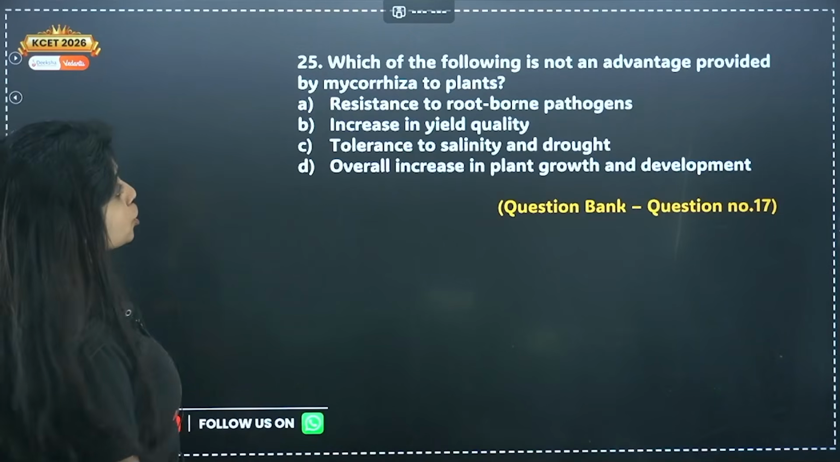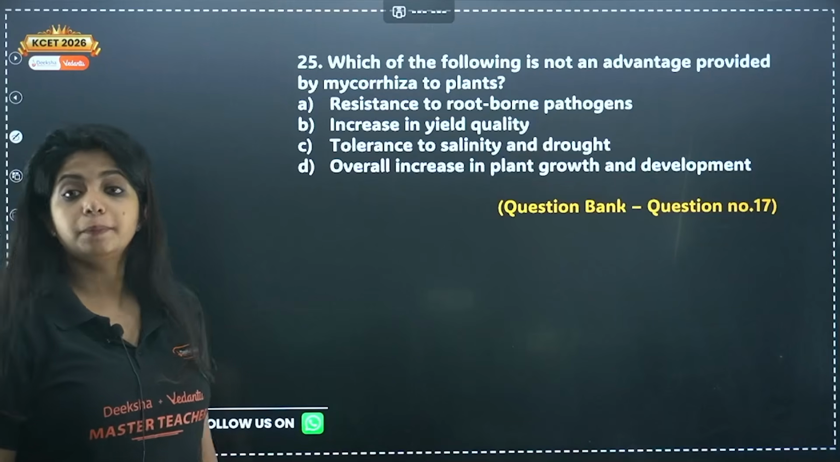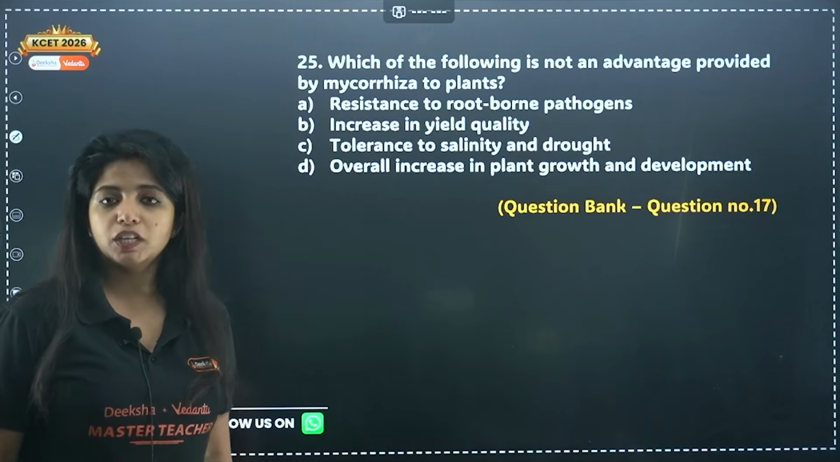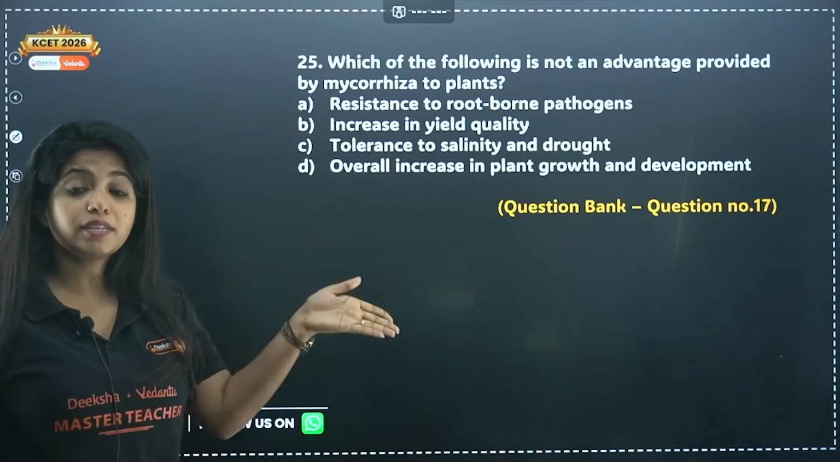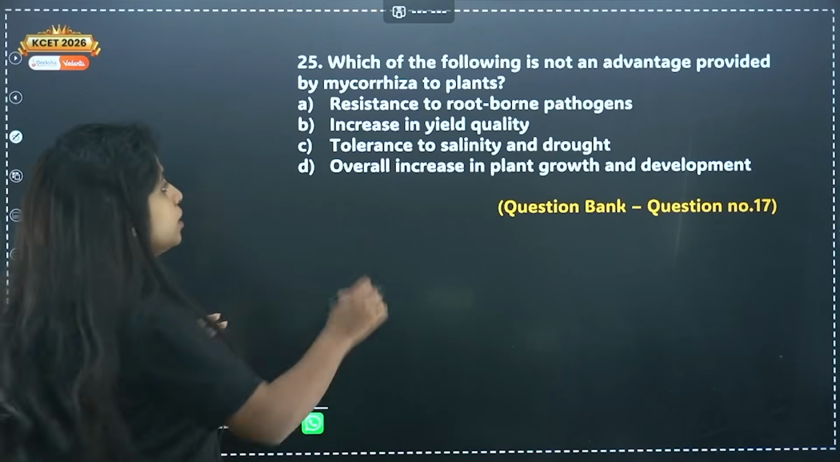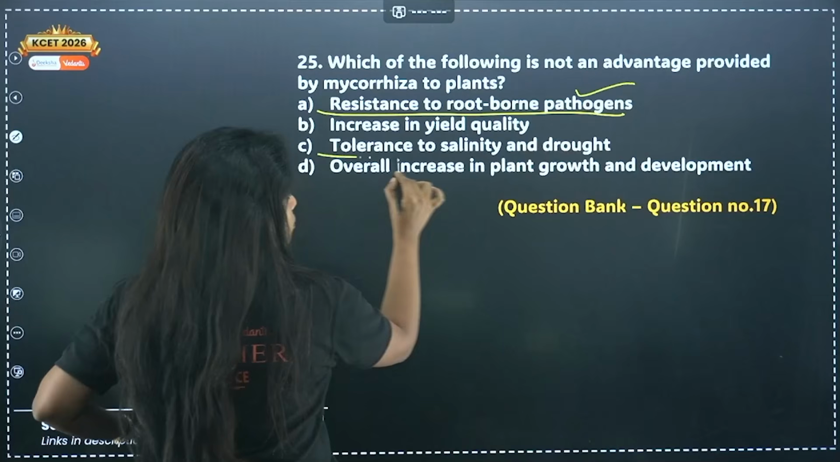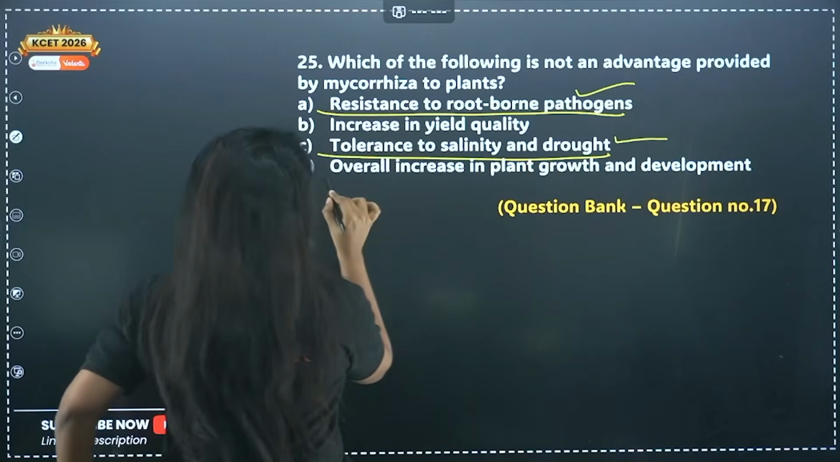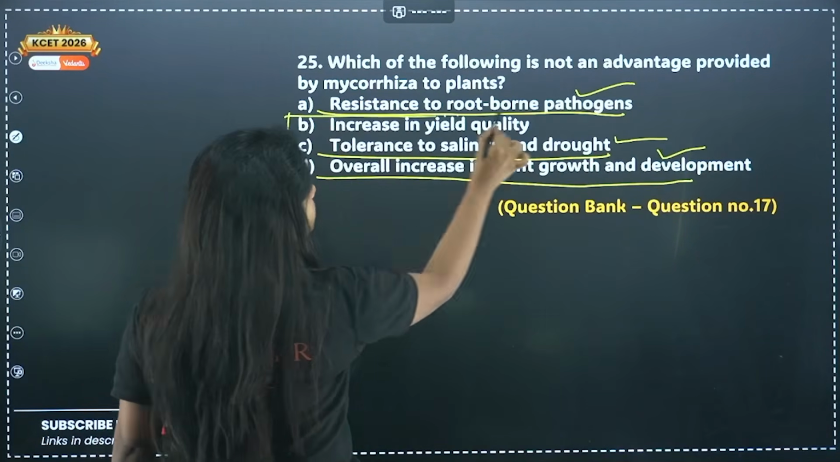Now, which of the following is not an advantage provided by mycorrhiza to the plants? This is very important because I told you what the advantages provided by mycorrhiza are. So, resistance to root-borne pathogens? Yes, ma'am. Tolerance to salinity and drought? Yes, ma'am. Overall increase in growth and development? Yes, ma'am. But what about increase in yield quality?